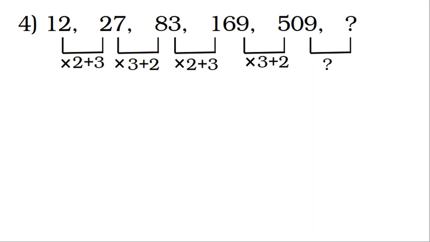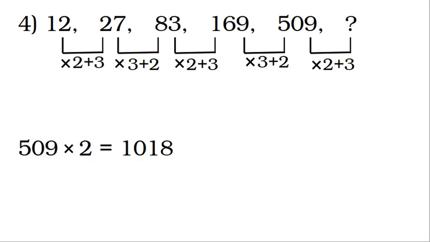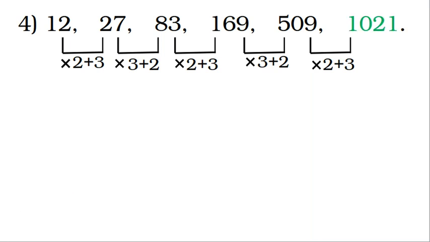If you observe these things, into 2 plus 3, into 3 plus 2, into 2 plus 3, into 3 plus 2, so it has to be into 2 plus 3 again. So 509 into 2 plus 3, which gives you 509 times 2 is 1018, plus 3 gives you 1021.